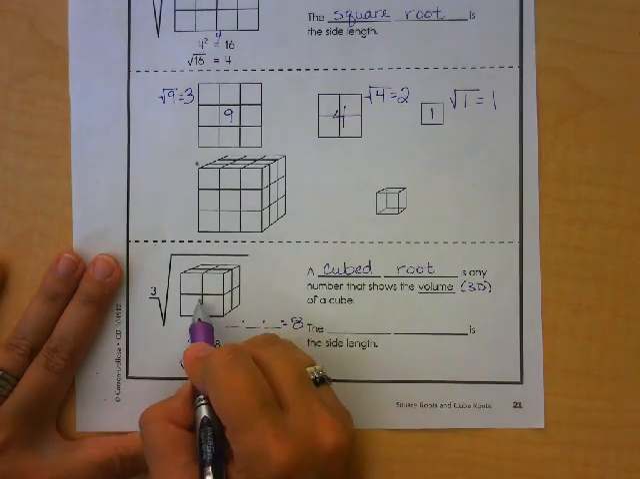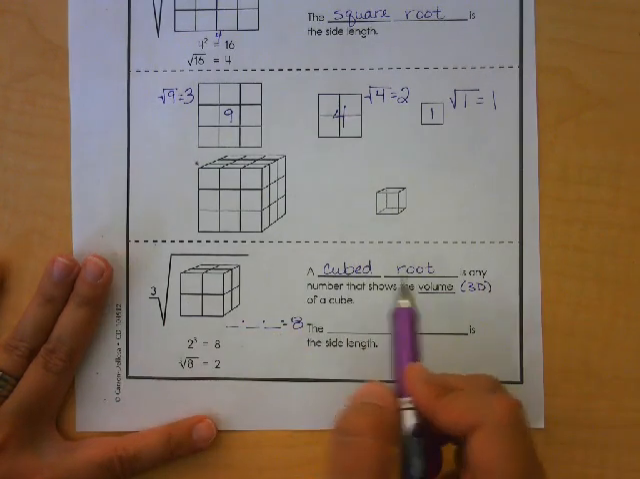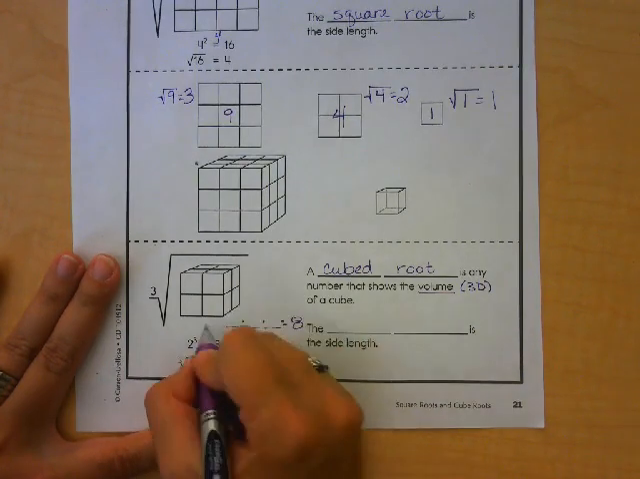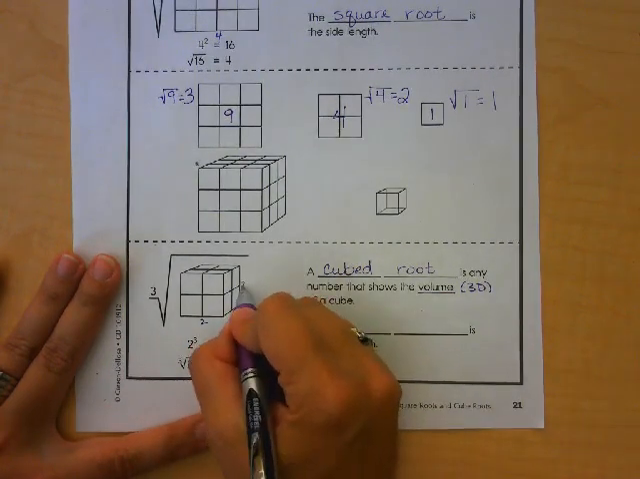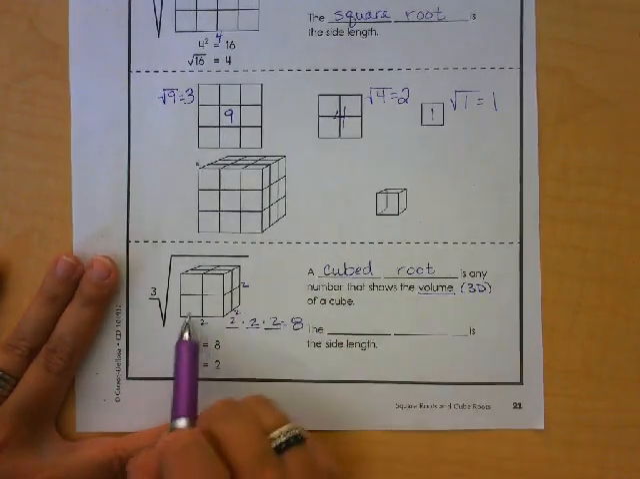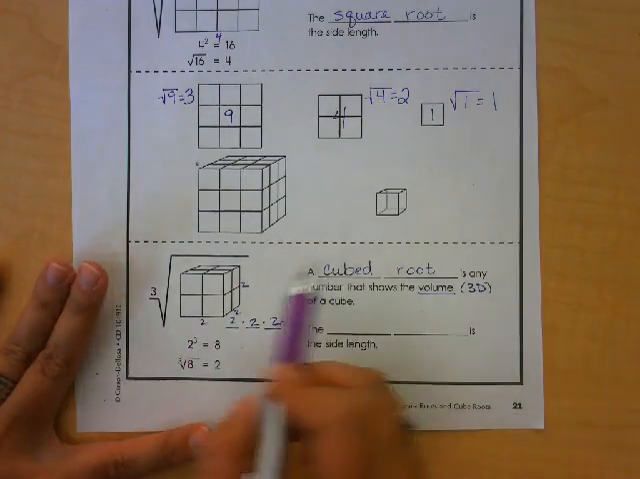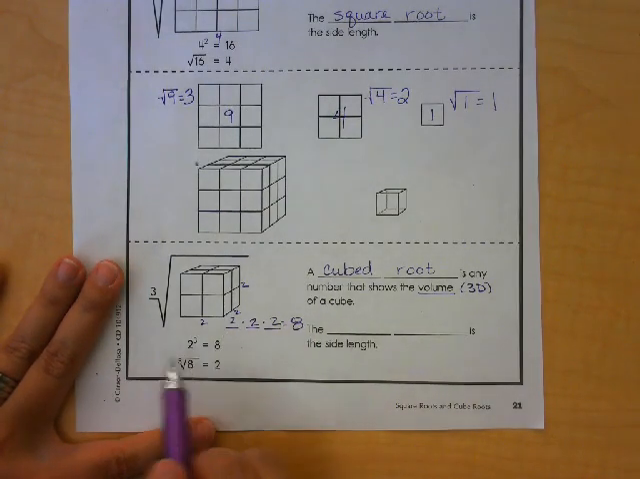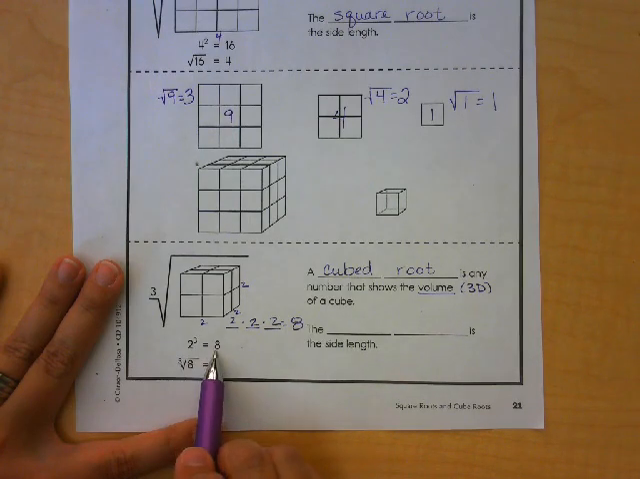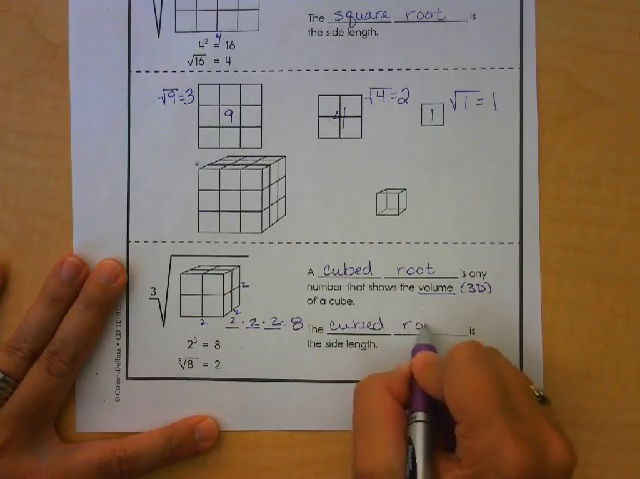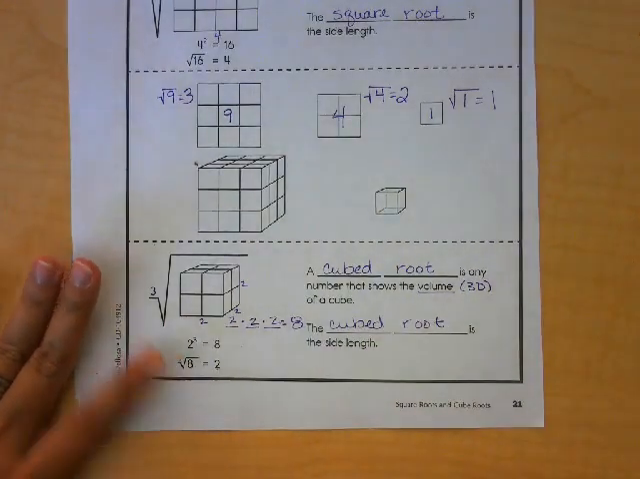Because the side lengths are 2 by 2 by 2. So 2 times 2 times 2 is 8. Okay? So in this box right here, we have 8 cubes. So the cubed root of 8 is 2. And 2 cubed is 8. So the cubed root is going to be the side length.